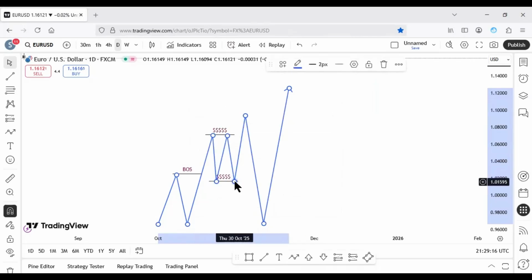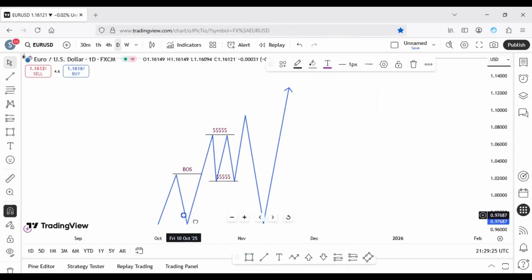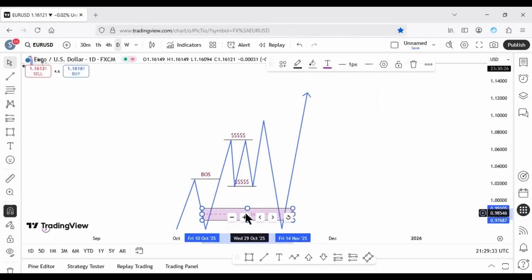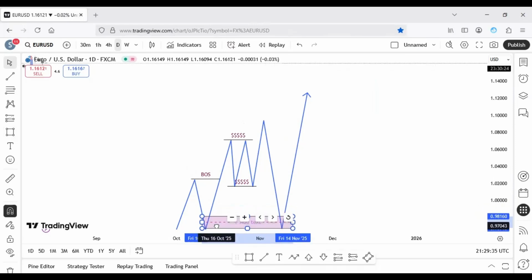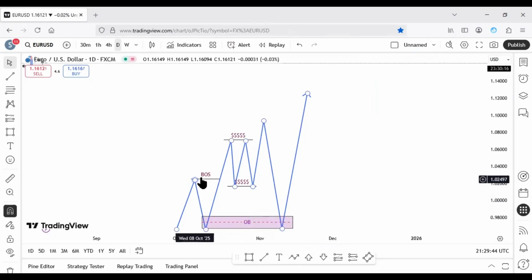As price is moving, price is supposed to mitigate an origin. Now, if price does not mitigate an origin, that means the order block has not been mitigated, so it leaves an order block behind. As price is moving, it mitigates an origin. As it's breaking structure, price is mitigating an origin.